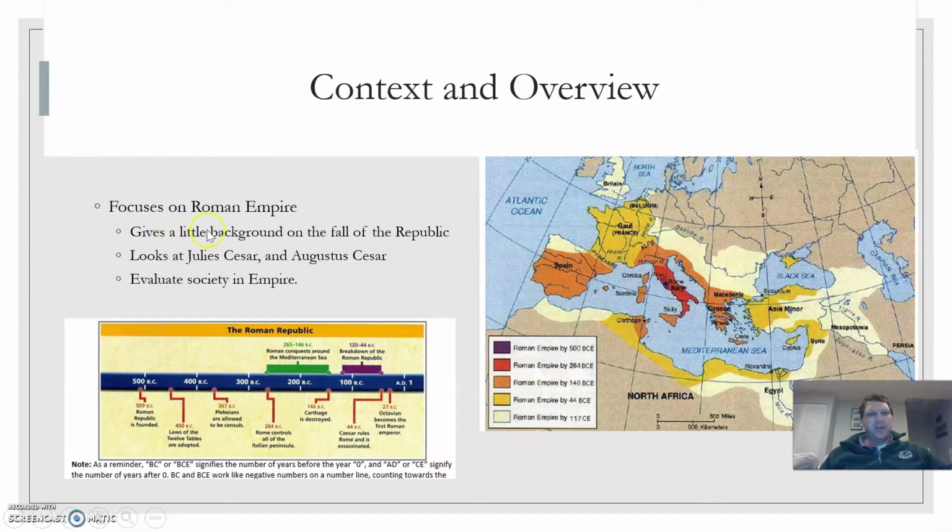In this unit, we give a little bit of background of the fall of the Republic. And the majority of the unit is spent looking at Julius Caesar and Augustus Caesar. And then you're going to have to evaluate the society under this empire, under Julius Caesar and Augustus Caesar.